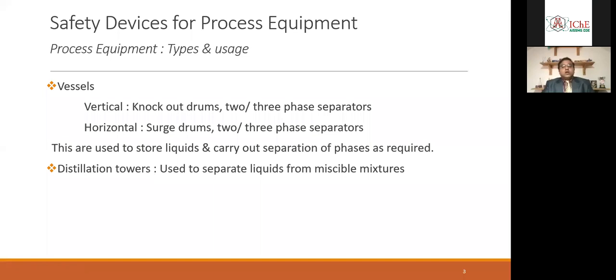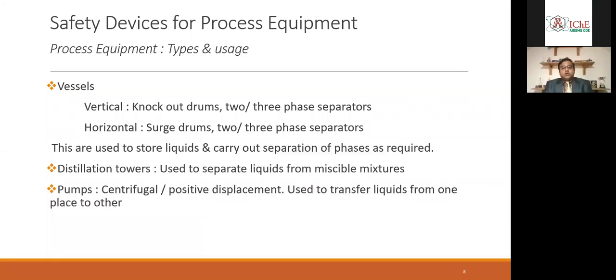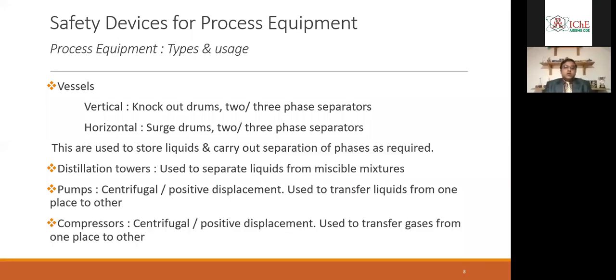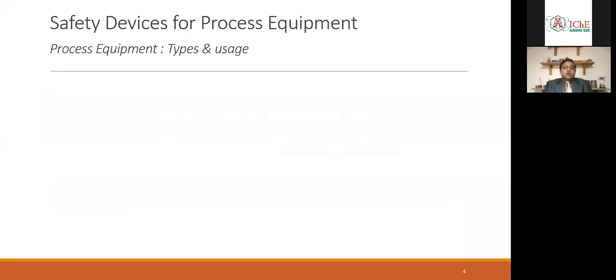Then you see distillation towers, those tall skyscrapers that you see when you pass by. Those are distillation towers, which are used to separate liquids from miscible mixtures, those liquids which we cannot separate by any other means. We have to use a distillation tower or a distillation column to separate those. Then there are pumps, centrifugal and positive displacement pumps, used to transfer liquids from one place to the other. Compressors are the same, the only difference from pumps is that they are used to transfer gases from one place to the other.